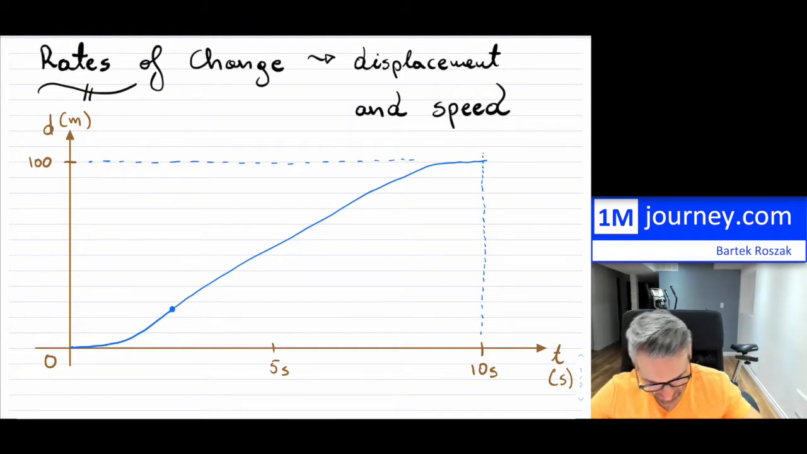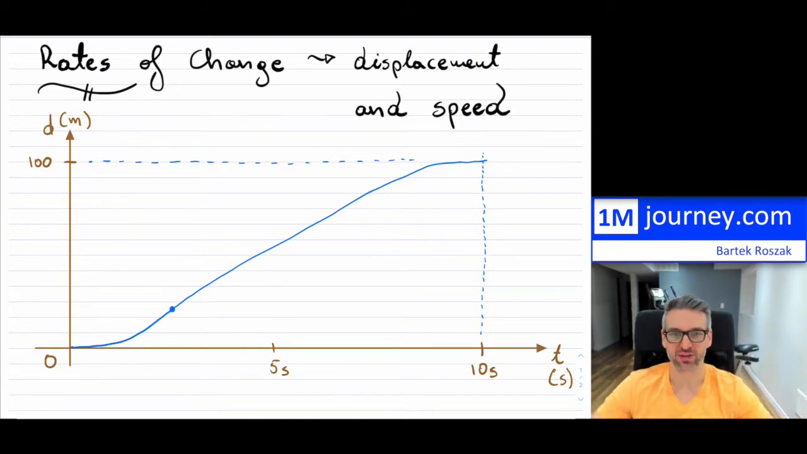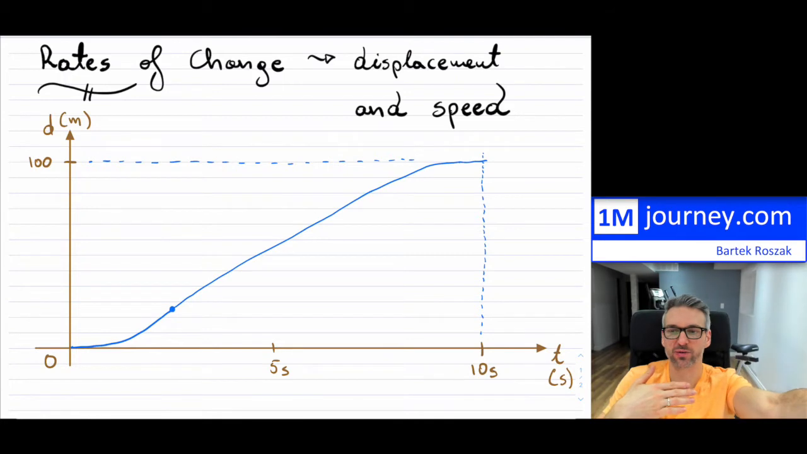Of course, they still continue because it's not like they stop running, right? They just go through the line, so they continue on. But we want to just be able to see this 100 meters being covered. And now, this is our displacement. So we're displacing from zero, our starting point, to 100 meters.